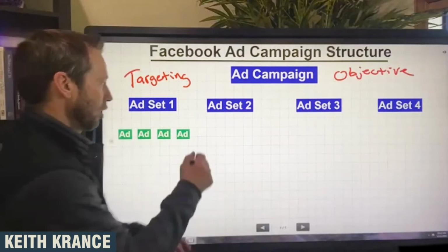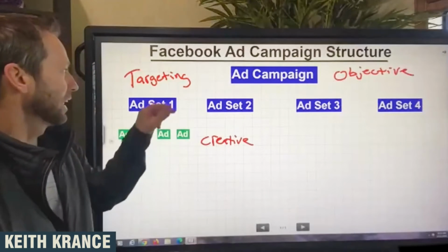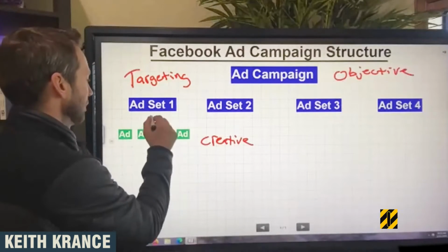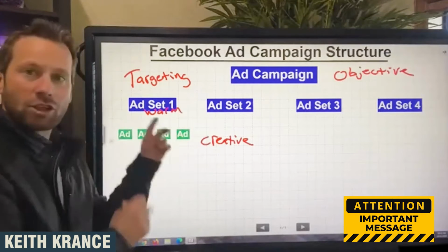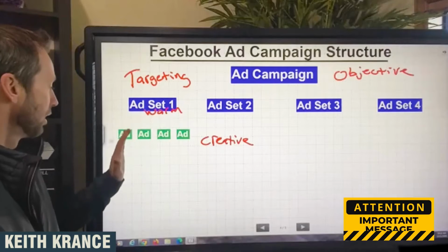The ad level is our creative, right? So we might have one campaign, and ad set 1 maybe is warm audiences here. So let's say this is a warm audience, and that's targeting your fans. Ad set 2, and maybe within this ad set, you've got 4 ads.